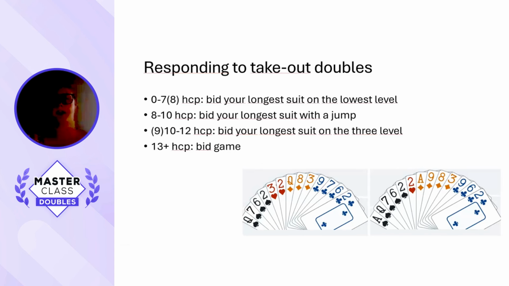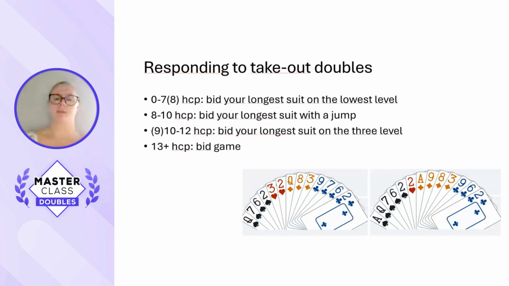If we are a bit stronger, if we have about 8 to 10 high card points, we bid our longest suit with a jump. That is especially if we can jump to the 2 level. So if we have the option of bidding 1 spade and 2 spades, we jump with about 8 plus. But if we only have the option of jumping all the way up to the 3 level, we typically have to be a little bit stronger. So we say that's usually about 10 to 12. And as you might see, jumping to the 2 level shows 8 to 10, whilst jumping to the 3 level shows 10 to 12. So there is an overlap here.